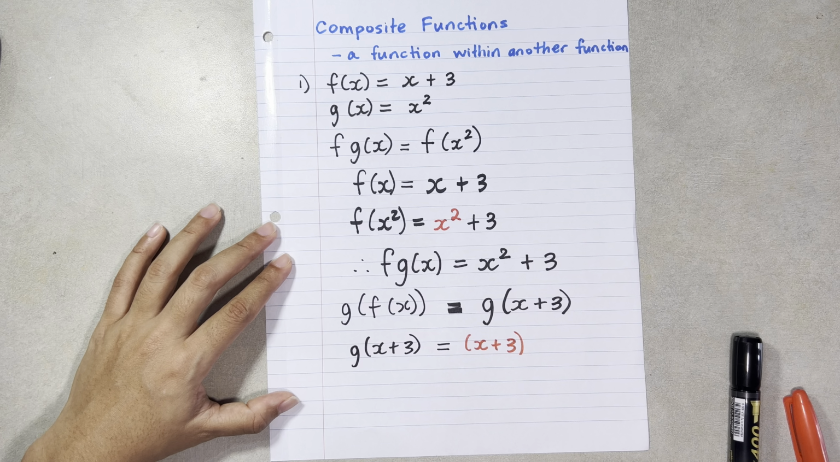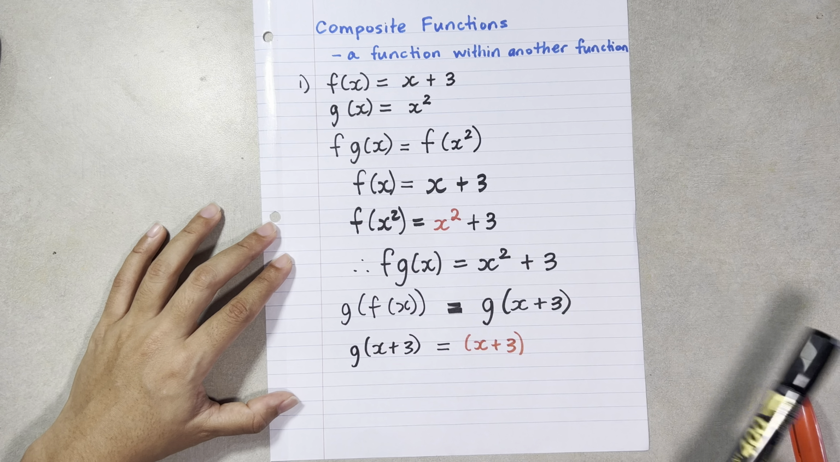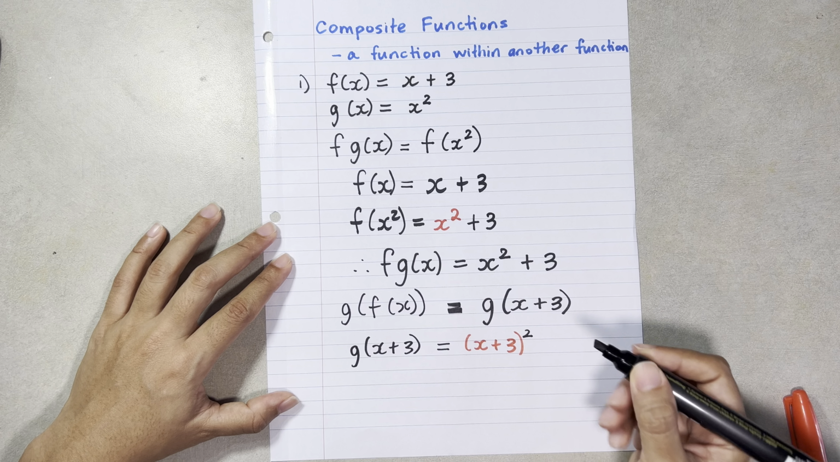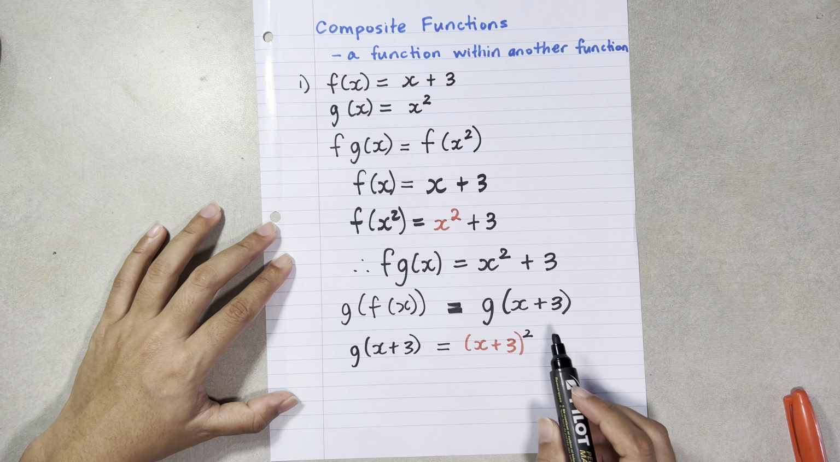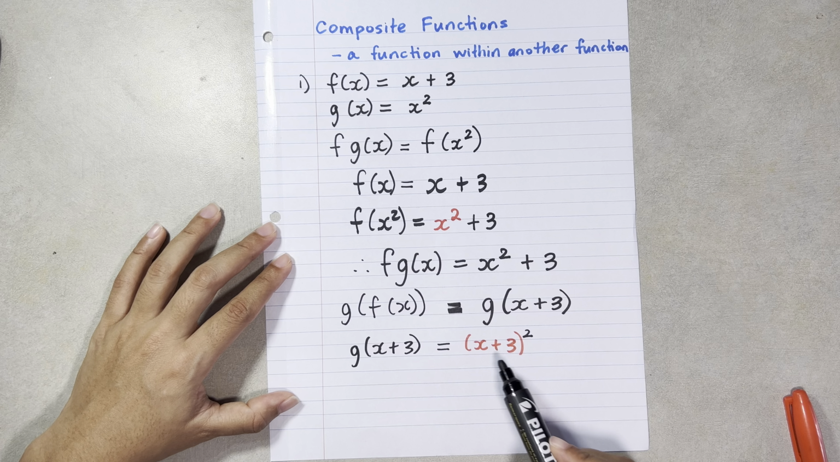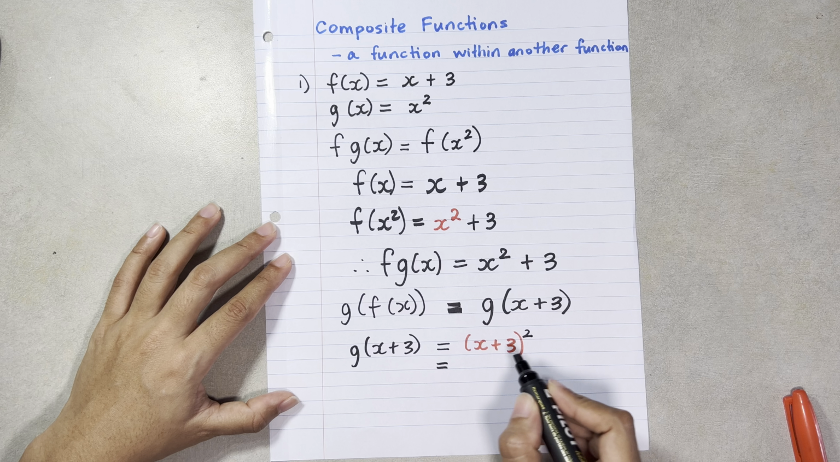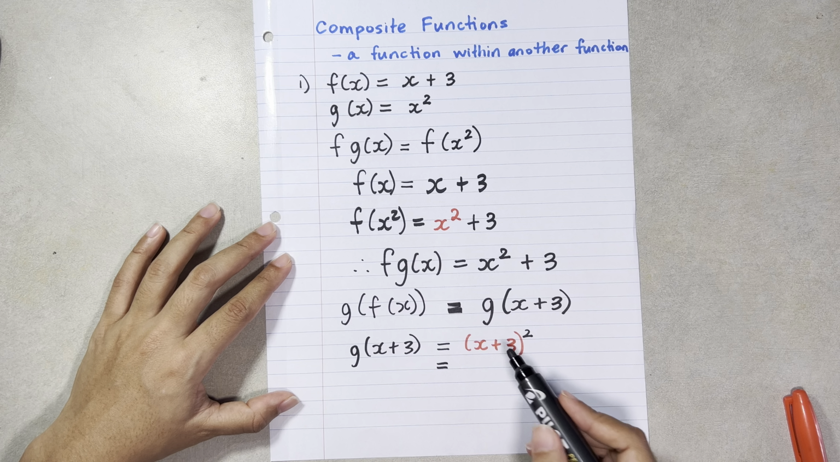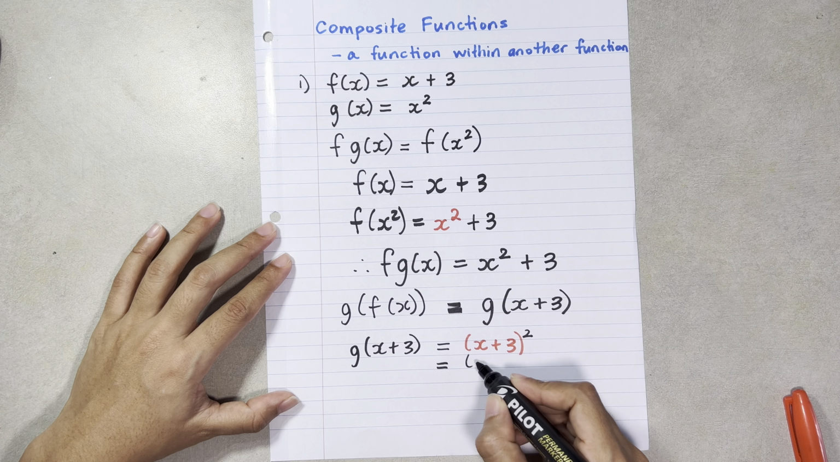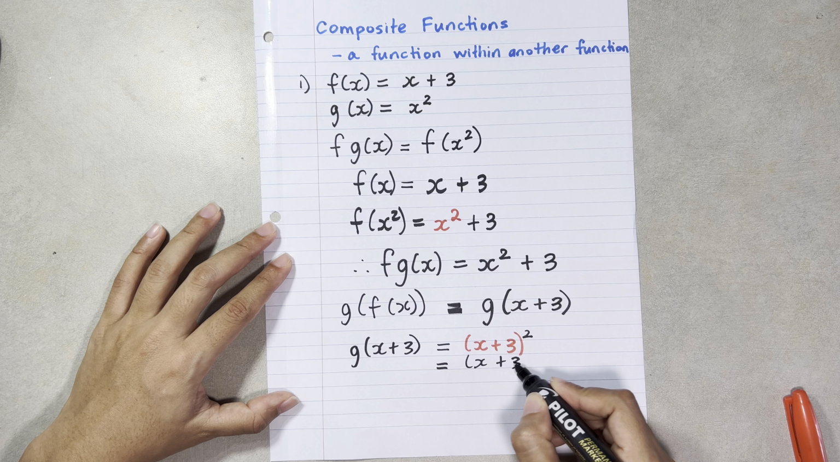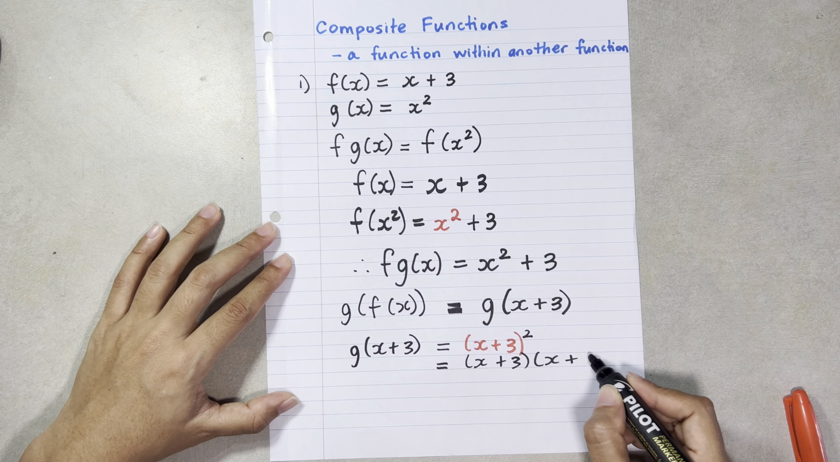Now I can't get rid of the squared, right? Because that's what the function is. The function is x squared. So now I have x plus 3 squared. Now you can leave your answer like this, or you can expand your brackets, right? X plus 3, all to be squared, is not x squared plus 9. It's actually x plus 3 times x plus 3.